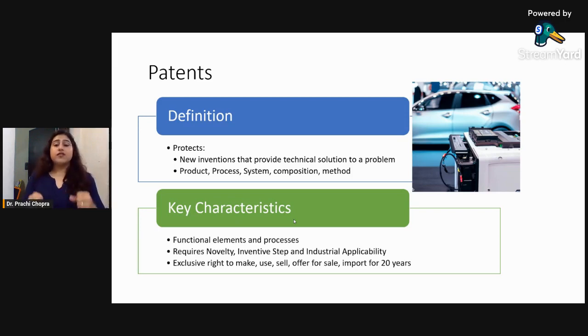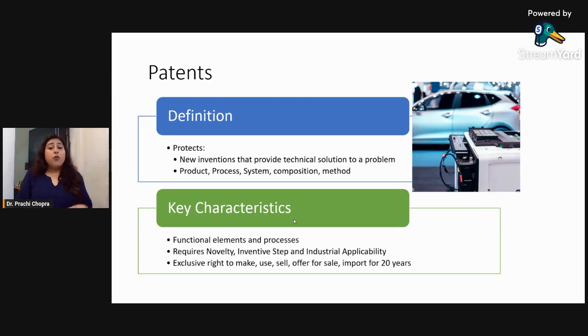It should have some inventive step, as in there should be some advancement over the previous versions which are already there in the market. Plus, it should have some usefulness. It should have some industrial applicability. It should be of use to the industry.